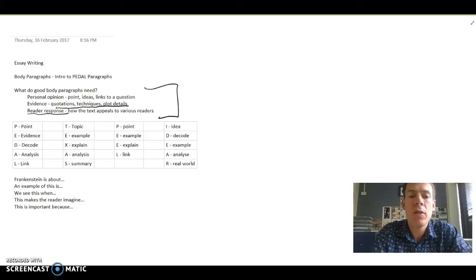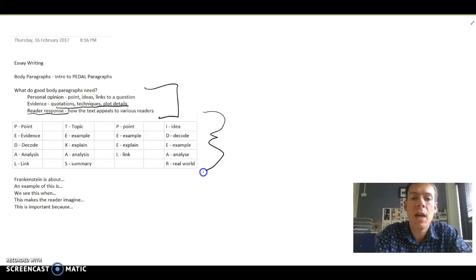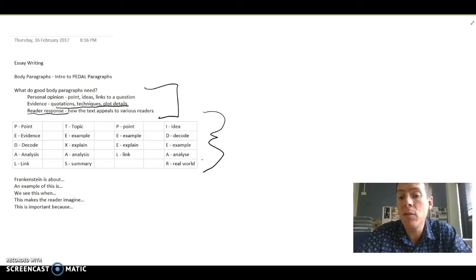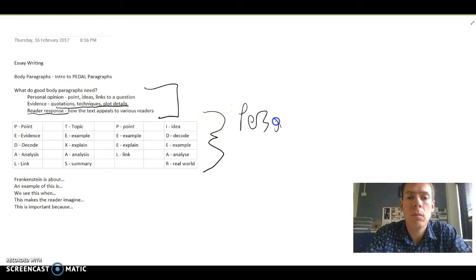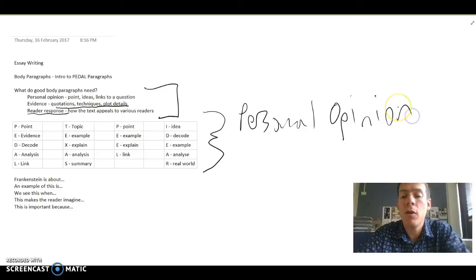And below, I've got this table here of the various acronyms that you may have used in your own classes in previous years. And we've talked about this a bit before. I like to just point out that they're all doing the same thing. At the start, we have a point or a topic or an idea sentence, and that is literally giving your personal opinion. If you're not doing that, your essay is missing something.